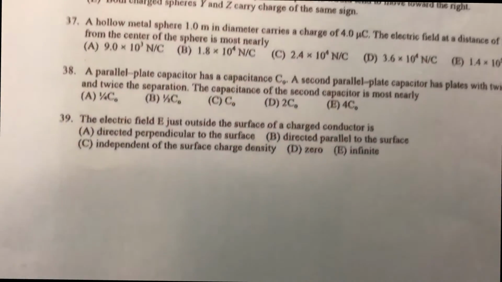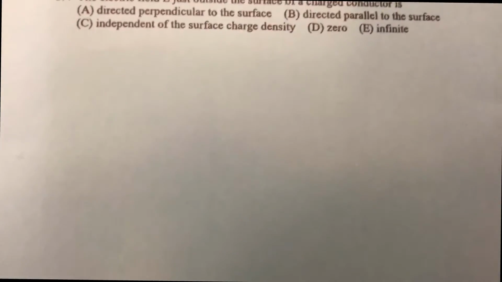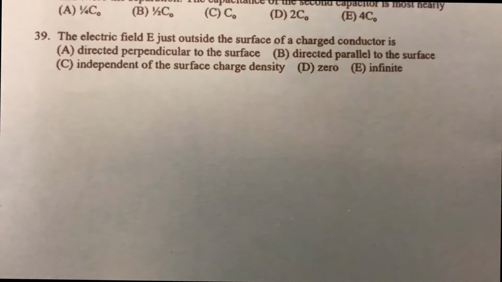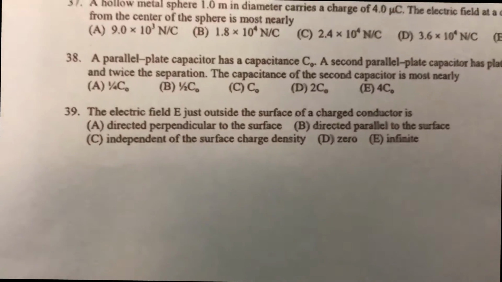And then 38 we didn't learn, but 39, the electric field E just outside the surface of a charged conductor is... Oh wait, that one's conductor.